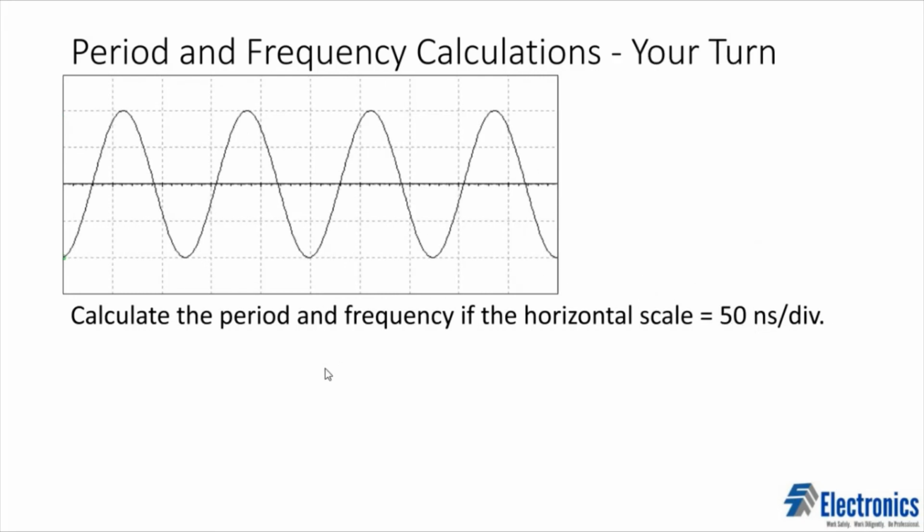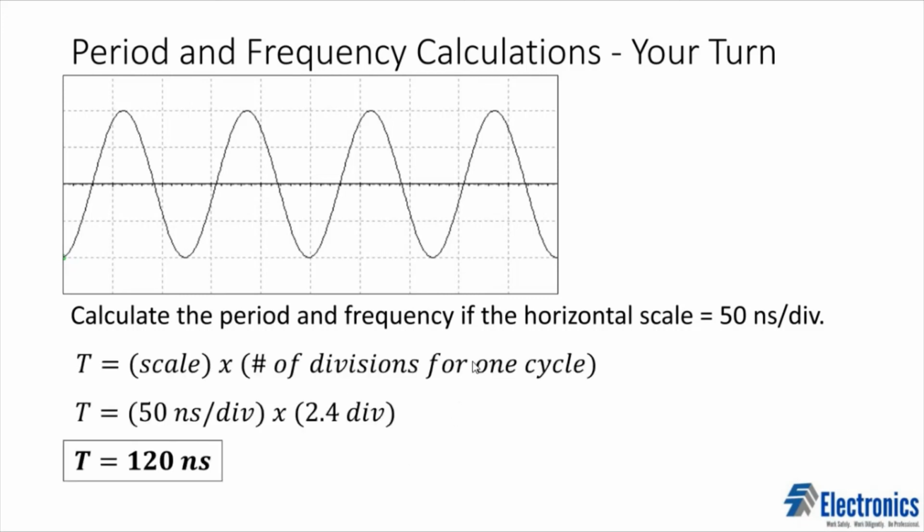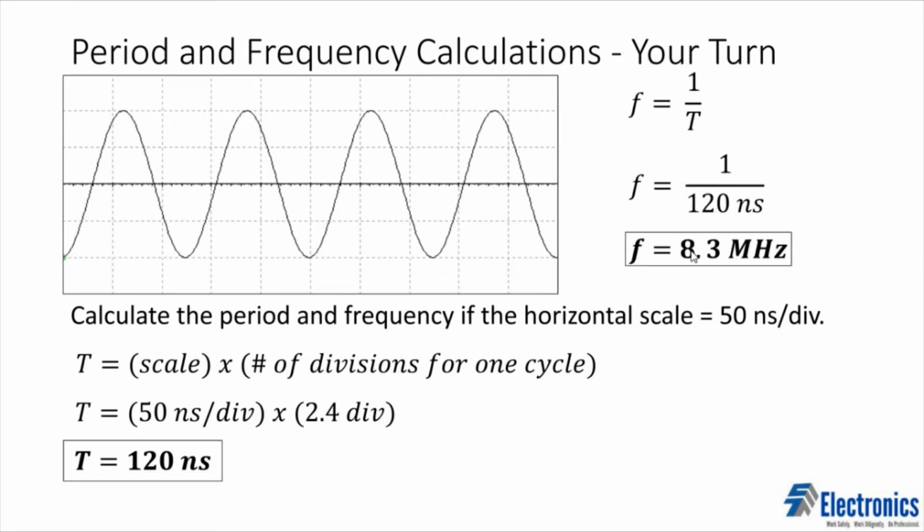Okay, so go ahead and try this one. I'll let you try it on your own, and go ahead and pause the video if you want, and give it a shot. Otherwise, like I said, I'm going to just keep on moving on. So here I chose 2.4 divisions for the cycle, which gave me a period of 120 nanoseconds. And if you input that into our formula, you'll end up with a frequency of about 8.3 megahertz.